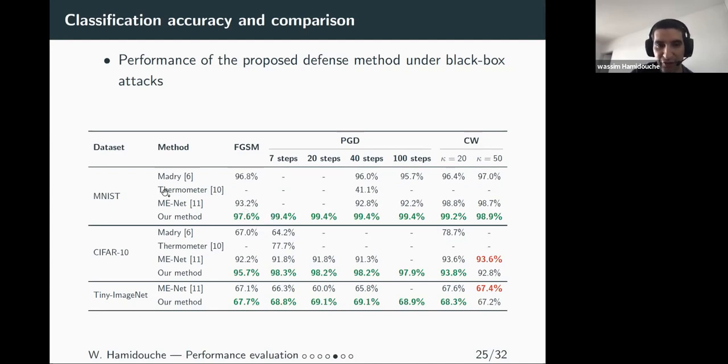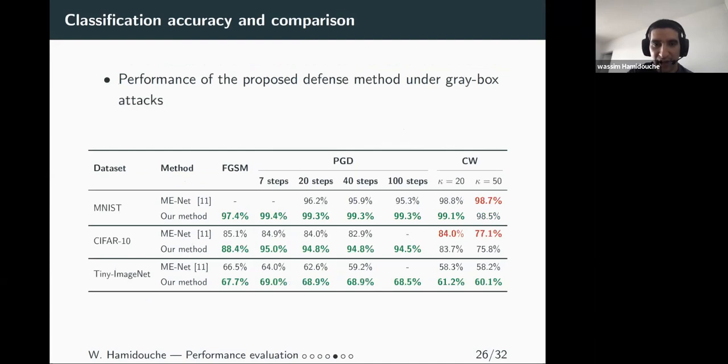This is very important, and for MNIST, for example, we can reach a very high accuracy, higher than 97% in general. However, when we work with CIFAR-10, it is more challenging, but we still perform the highest accuracy. And on Tiny-ImageNet, we also perform with high accuracy, around 67%. And this performance is given in black box attack settings. Black box attack settings is not the most efficient attack.